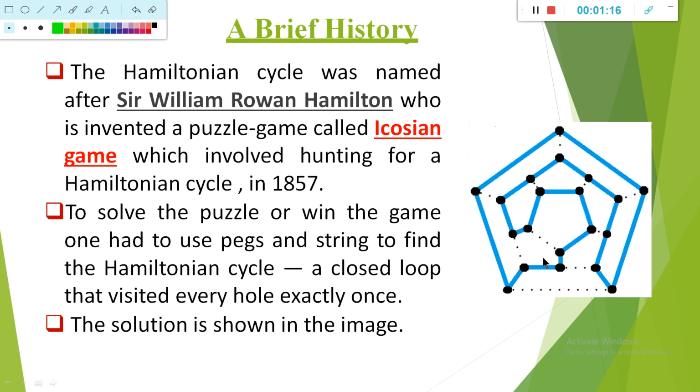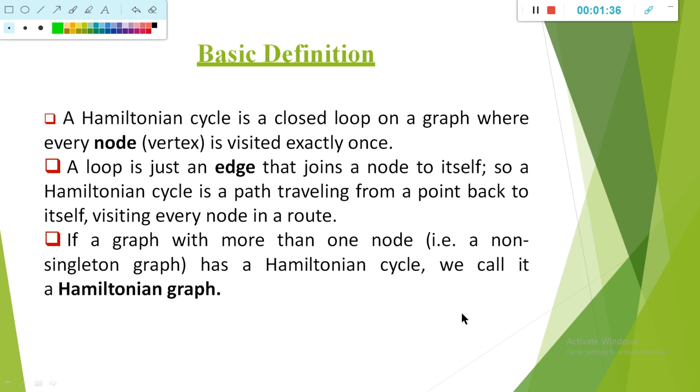For example, there are 20 holes and it connects all the holes one after another, and there is a closed loop. If you start traveling from any of the holes, again we will come back to that same hole. This is the brief history of the Hamiltonian cycle, and now we'll see the definition.